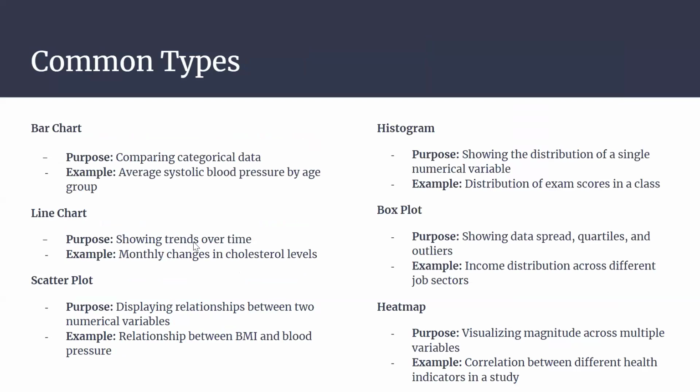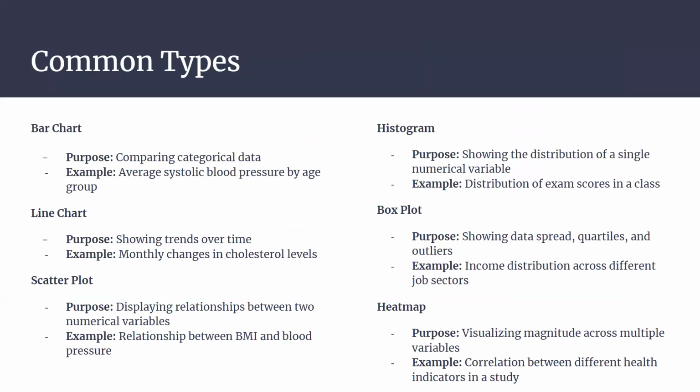So when creating your visuals, it is also important to make sure you use the appropriate ones. Here are some main examples of the common types. So your bar chart is best for comparing categorical data across different categories. For example, differences in average systolic blood pressure between different age groups. Line charts are best for displaying change over time. For example, monthly changes in cholesterol levels.